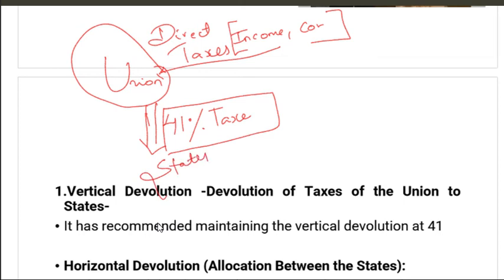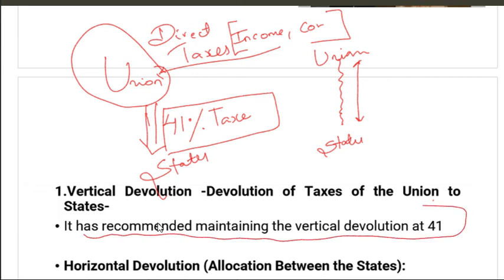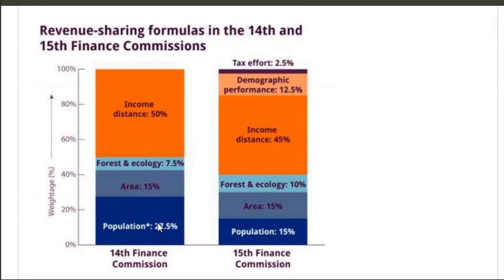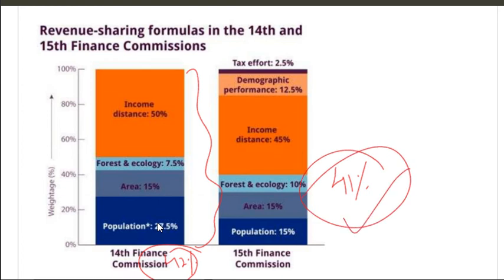So how is it happening? It is percolating from top, right, like this, to states. So this thing is called vertical devolution. Okay, from union, vertical devolution. Fine. See, vertical devolution of taxes from union to states. It has recommended maintaining the vertical devolution of 41%. Actually, this got reduced by 1%, because before, YV Reddy had recommended for the government to give around 42%. But now this got reduced by 1%. Okay, remember this 41% can be a potential question in any exam.